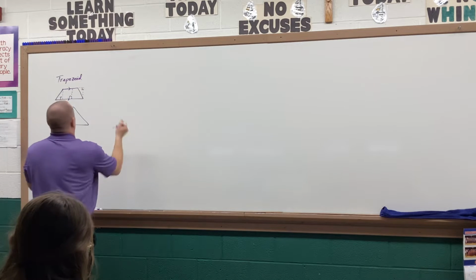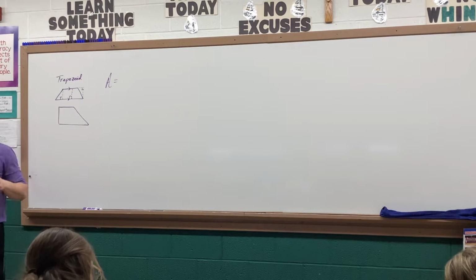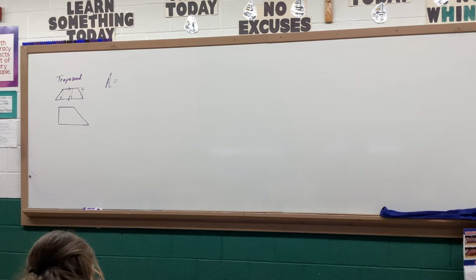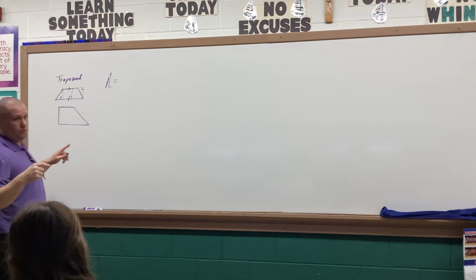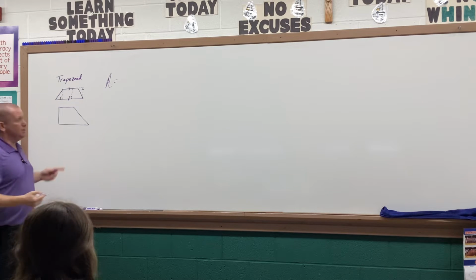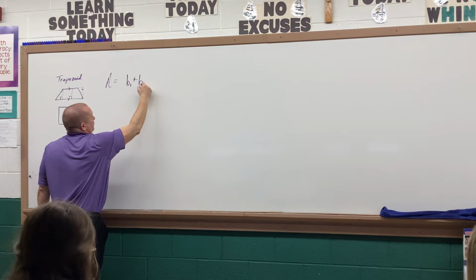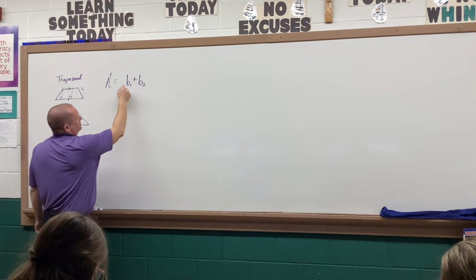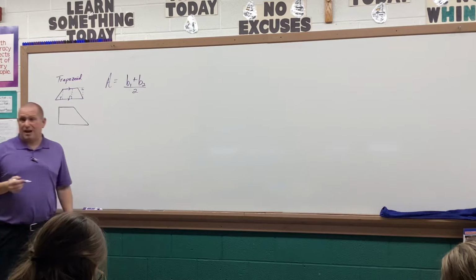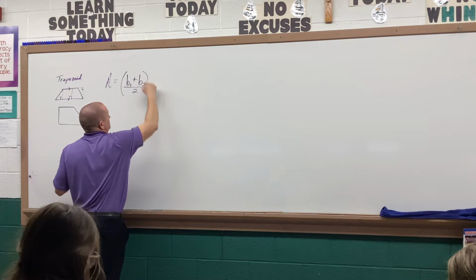So my area for a trapezoid, again, make sure that it's capital A, because capital A is going to be different than little a that we're going to talk about Monday, okay? Is equal to base times height, but how many bases do I have? Two. So I've got to have both of my bases. Well, what do you think we're going to do with the two bases? We're going to add them together and divide by 2. So basically, we're taking the average of the bases times the height.